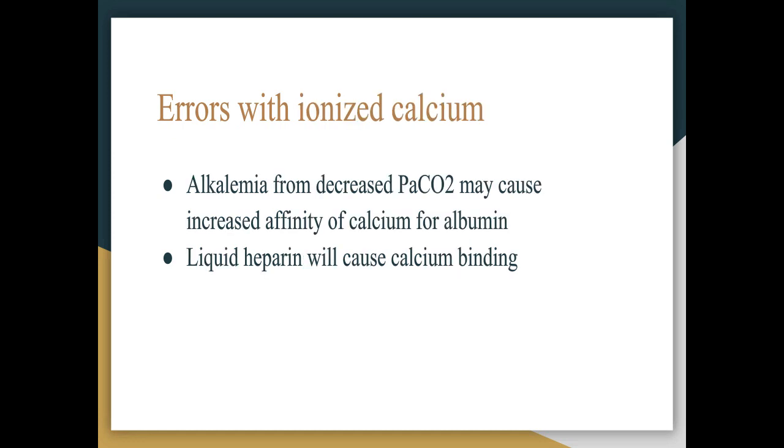There are also a number of pre-analytical errors that can occur with the electrolytes that we evaluate on the blood gas. An alkalemia from a decreased CO2 may cause an increased affinity of calcium for albumin. This will result in a decreased ionized calcium. And therefore, if your sample has sat out too long and causes a decreased CO2, we're going to have a concurrent decreased ionized calcium. As we mentioned before, liquid heparin will also cause calcium binding, and therefore, if you use sodium heparin in your syringe, you cannot evaluate your ionized calcium.